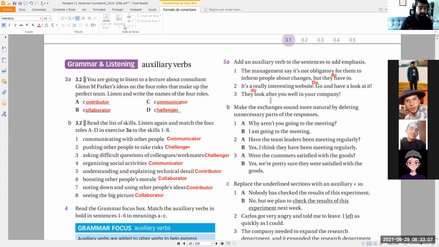Great, guys. So for B, what we needed to do is basically delete parts of sentences and make them shorter. So this is the other use. This is not for emphasis, but for making sentences shorter. That's essentially what we do. So who's gonna help me with the first one, with the number 1?